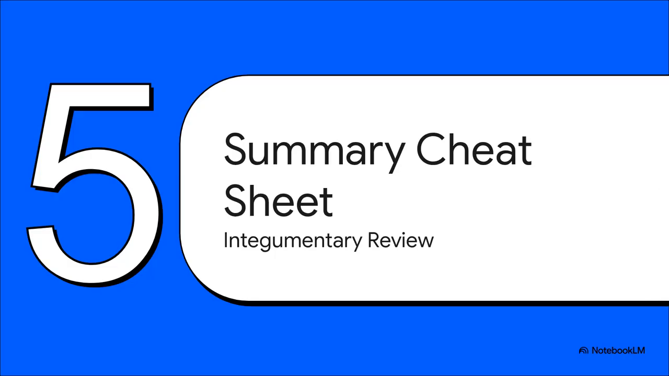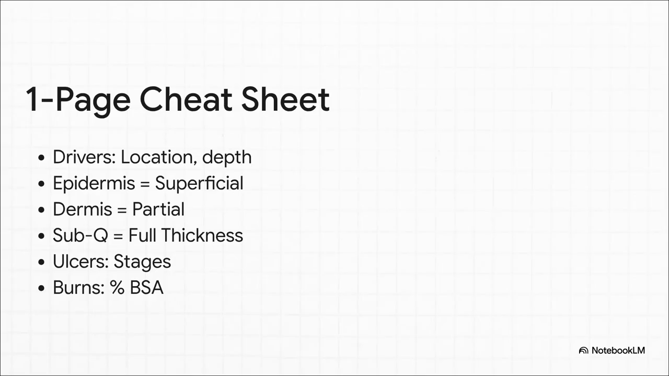And finally, Section 5, Summary Cheat Sheet, Integumentary Review. You made it. Go ahead and take a quick screenshot of this one-page visual summary. Remember your main drivers: location, depth, size, and number. Memorize those skin layers. Epidermis is superficial, dermis is partial thickness, subcu is full thickness. Always, always hunt for stages in ulcers and BSA in burns. And whatever you do, never mix up a simple biopsy sample with a full excision.